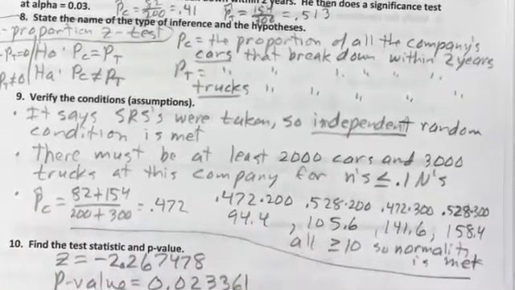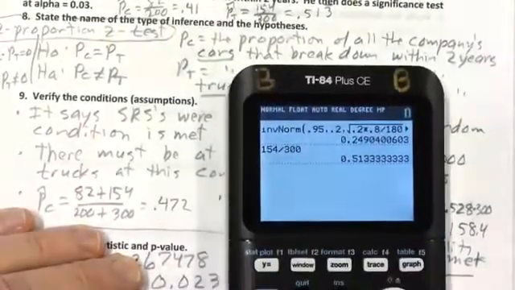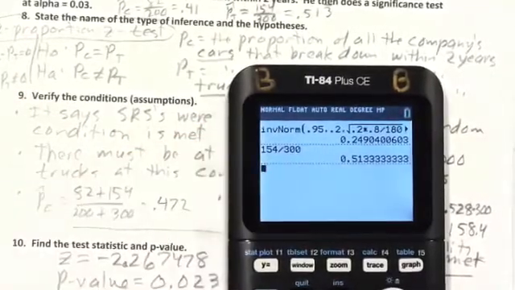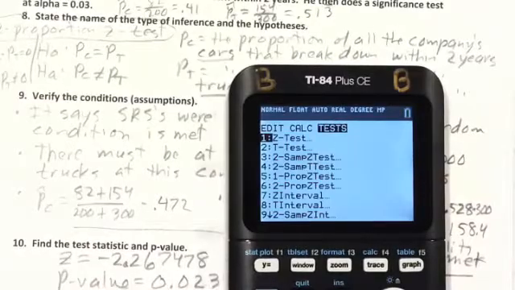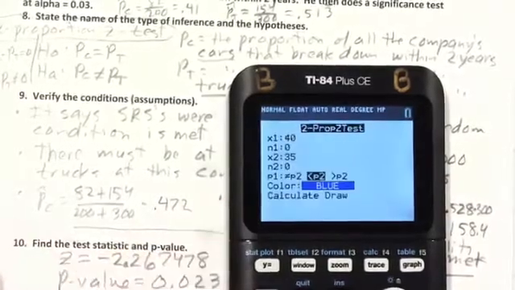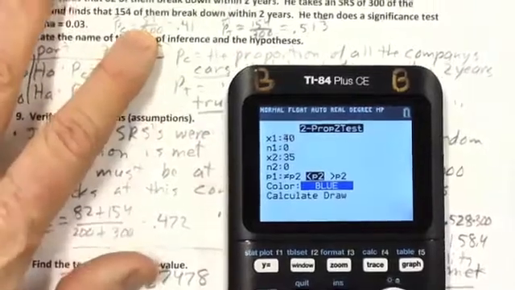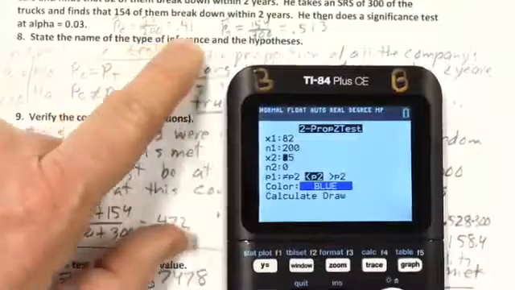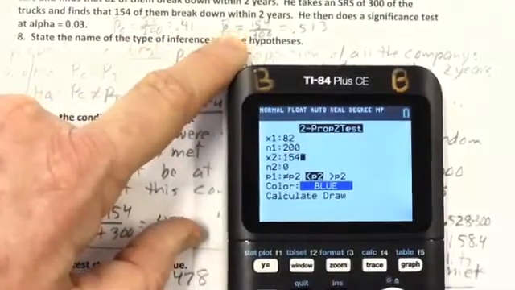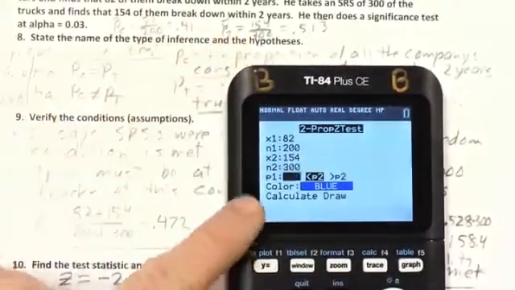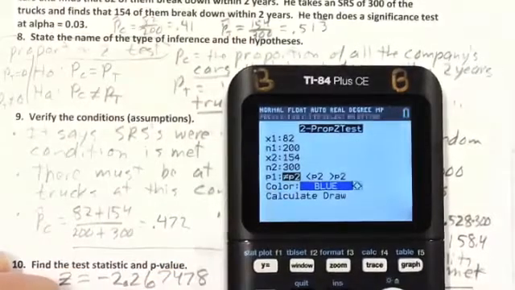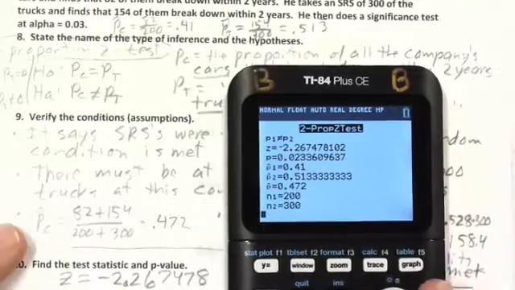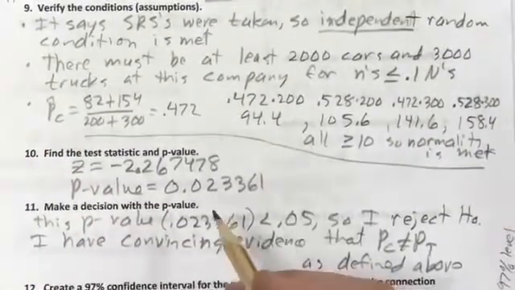Then find our test statistic and P value. You do need to know how to do these by hand, but you can certainly use your calculator. So we would say stat, test, and go to 2 proportion z-test, number 6. For our first sample, it would be 82 out of 200. Our next sample is 154 out of 300. Our alternative is not equal to. Then we go calculate, and there's our test statistic z and there's our p-value. Make sure to write the p-value. And that's how you do that.